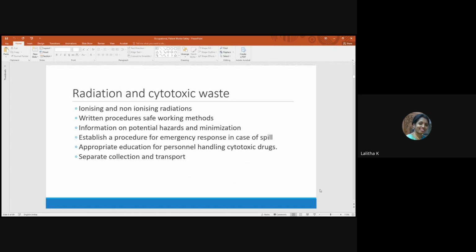You need to have written procedures for safe working methods, and information on potential hazards and their minimization. People have to be informed so that they take necessary precautions, and establish a procedure in case of spill, and appropriately educate personnel handling cytotoxic drugs, with separate collection and transportation. As you have seen, for cytotoxic waste we have a separate cytotoxic symbol, and radiation waste also has a separate symbol, and they have to be separately handled with care.